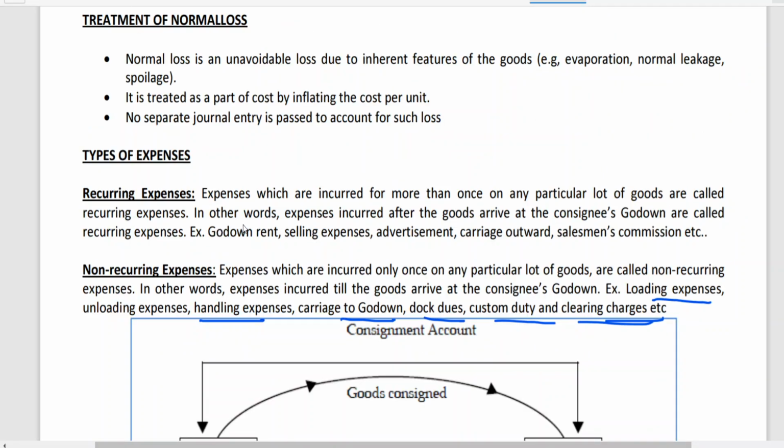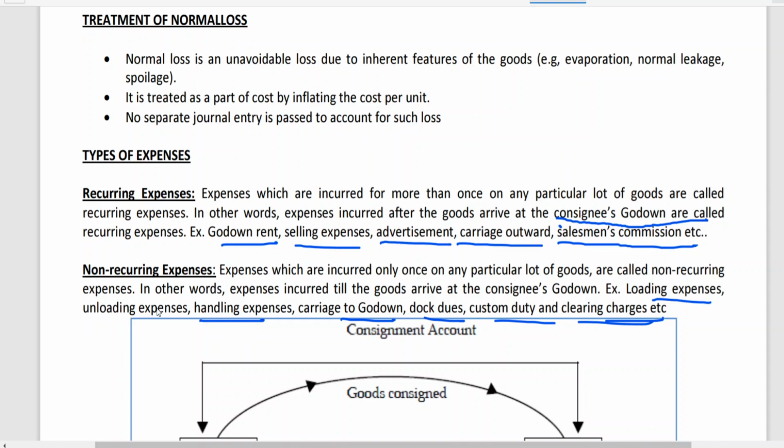You can see recurring expenses. Expenditure incurred more than once on any particular lot of goods is called recurring. In other words, expenses incurred after the goods arrive at the consignee's godown are called recurring. Example: godown rent, selling expenses, advertisement, carriage outward, salesman commission. I need not write this. Godown rent, selling expenses, advertisement expenses, carriage outward, salesman commission. These all are called, come on, tell me, recurring.